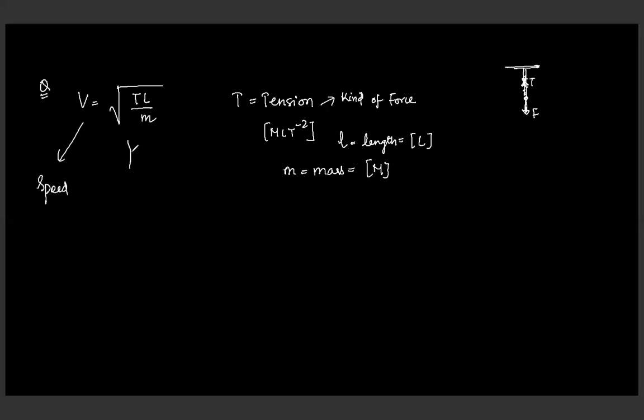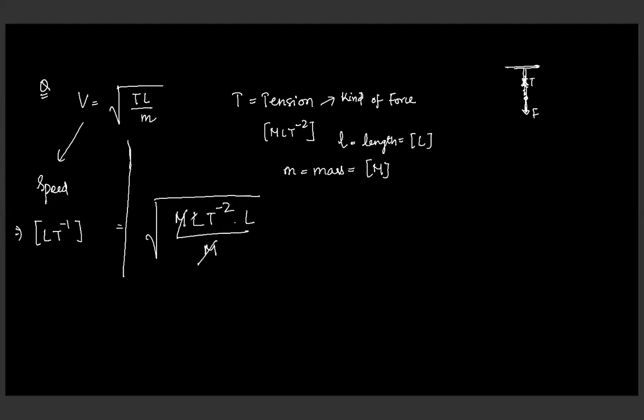Actually, we want to check the dimensional correctness of the equation. If I write down the dimension of the speed, it is going to be LT to the power minus 1. Coming to the dimension of the right hand side, for tension I'm going to write MLT to the power minus 2. For length, it is L. For mass, it is M. So M and M are gone. So square root of L square T to the power minus 2 is going to be LT to the power minus 1. Yes, this equation is dimensionally correct. Clear? So this is the way how we should check the dimensional correctness of the equation.